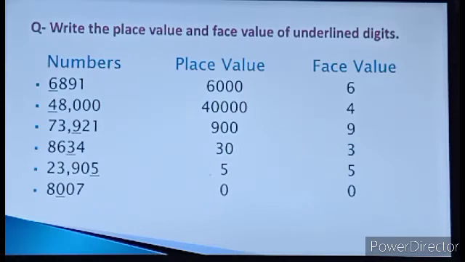23,905. Okay, where is the 5 given? The underlined digit is 5. So where is 5? On the ones place. So ones place, 5 multiply 1, that means 5 only. And the face value is also 5.